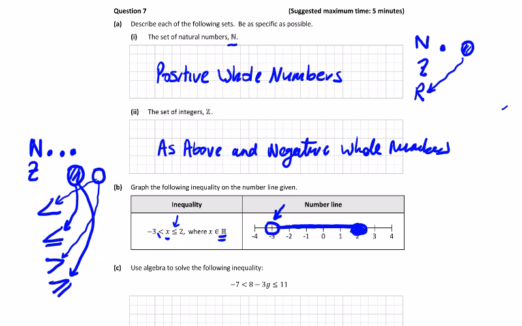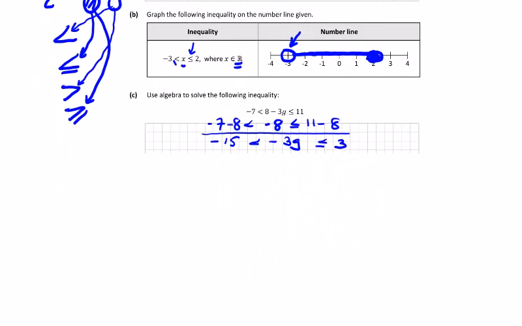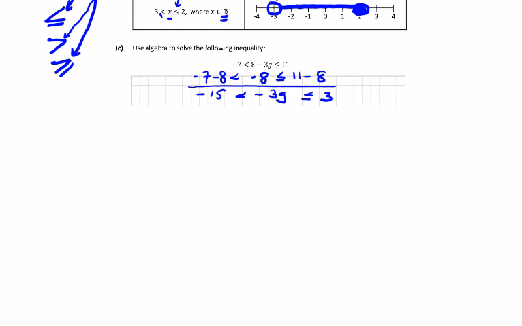Then we're asked to use algebra to solve this inequality. The first thing I want to do is take 8 away from everywhere. Just use the numbers first, -7, -8, and let's bring the 3g in. So I'm going to have on the left -15 less than -3g less than or equal to 11 minus 8, which is 3. Now the rule here, which I will explain, is if we have a negative on the inequality and we want to make it positive, so I want to make this 15, I want to make this 3g, and this becomes -3, what happens is the inequalities change direction.